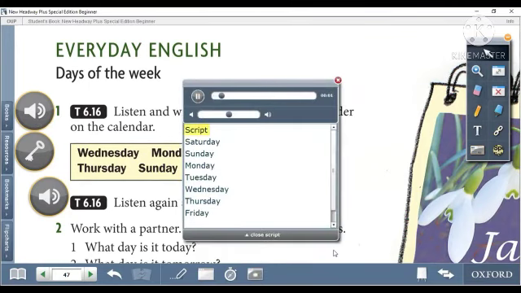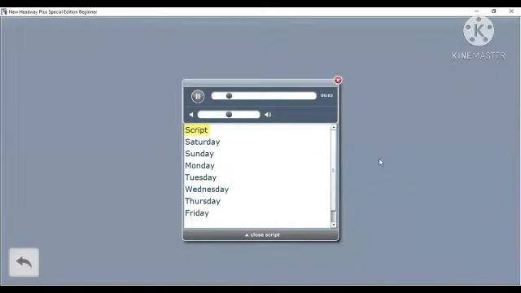Tape script 6.16. Days of the week. Saturday. Sunday. Monday. Tuesday. Wednesday. Thursday. Friday.